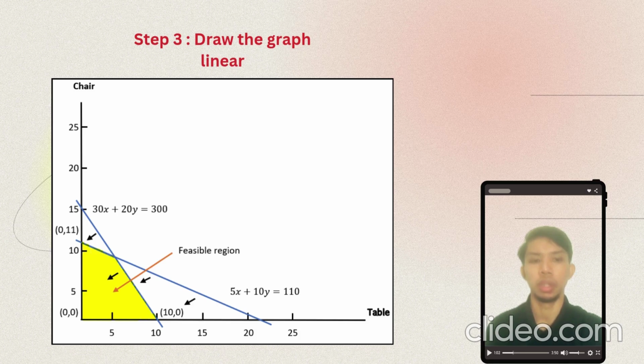The feasible region where our constraints overlap forms a polygon bounded by 4 corner points, which are (0, 0), (0, 11), the intersection point of the two lines, which we will soon calculate as (4, 9), and (10, 0). This shaded area contains all possible production plans that satisfy our limitations.